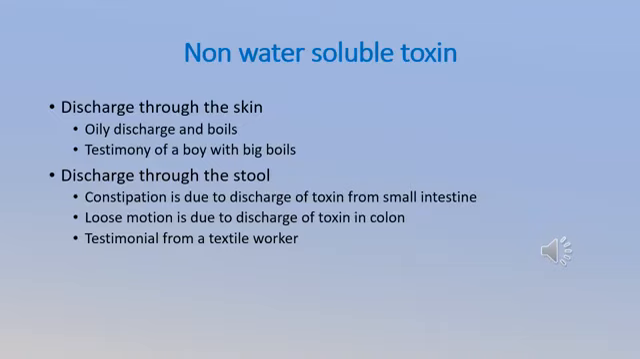When discharged through the stool, some people experience constipation. Some people experience loose motion. Constipation is the detoxification in the small intestine, because they need to rub the wall of the small intestine, and the stool becomes hardened. Then in the colon, it's watery and discharged through the colon. Then you have this loose motion. So both constipation and loose motion are due to detoxification.